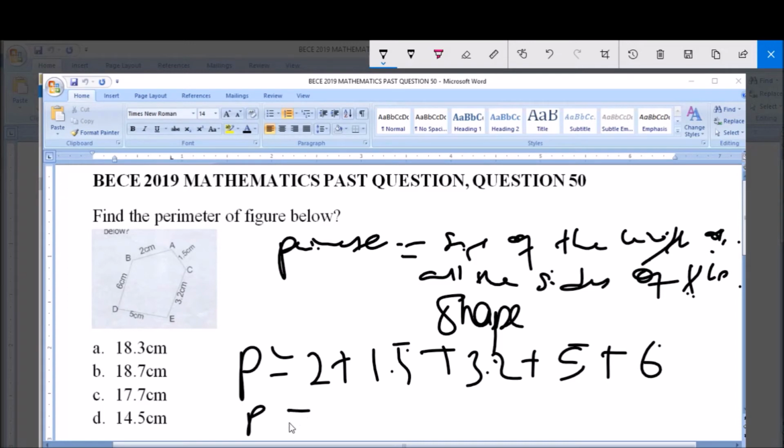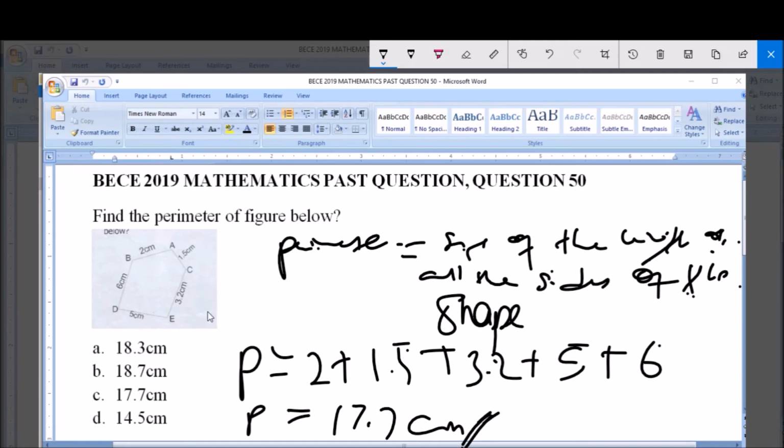Therefore perimeter P is equal to 2 plus 1.5, which will give us 3.5. 3.5 plus 3.2 will give us 6.7. And then 6.7 plus 5 will give us 11.7. And 11.7 plus 6 will give us 17.7. So our answer is 17.7 cm. 17.7 cm is the perimeter of this figure.